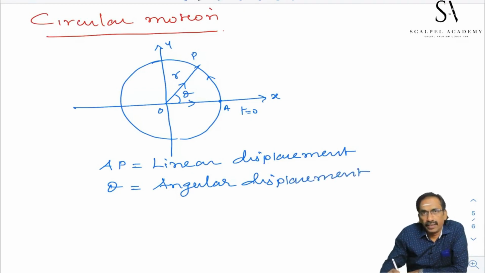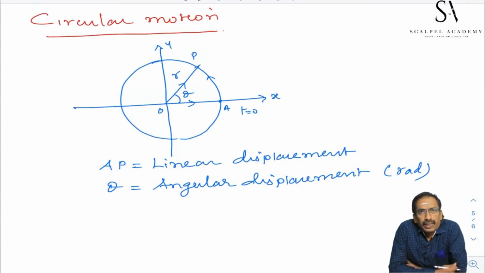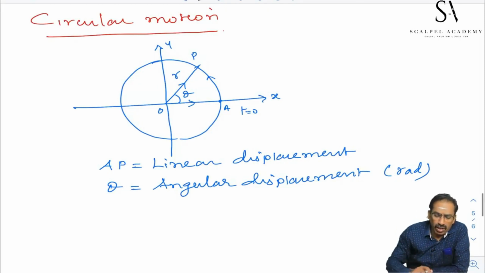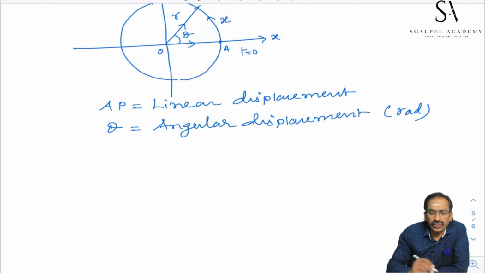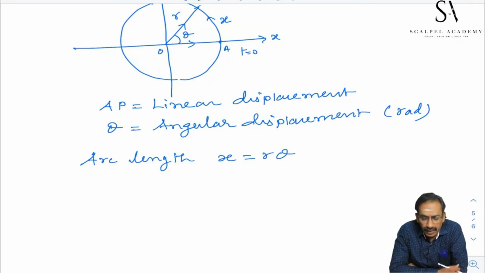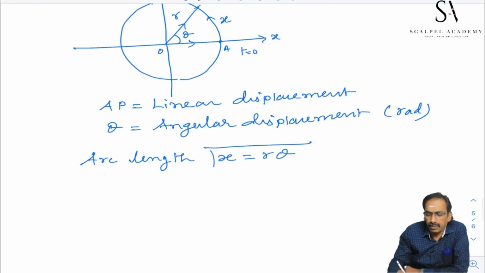It is measured in radian, sometimes in degrees also. The angle swept out by the radius vector is called angular displacement. What is the relation between them? AP is the arc. Let us take this as x, the arc length. x is equal to r theta. This is the relation between linear displacement and angular displacement: linear displacement x is equal to r theta.